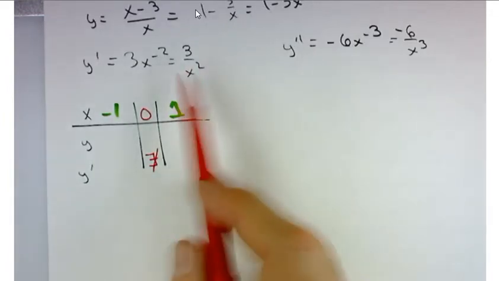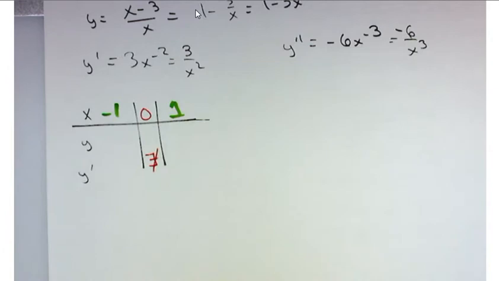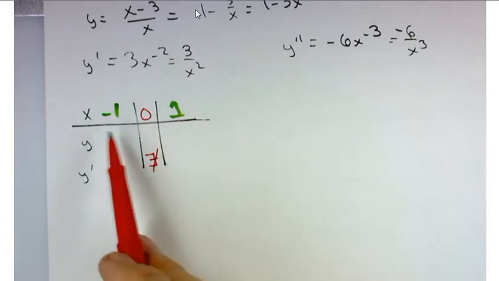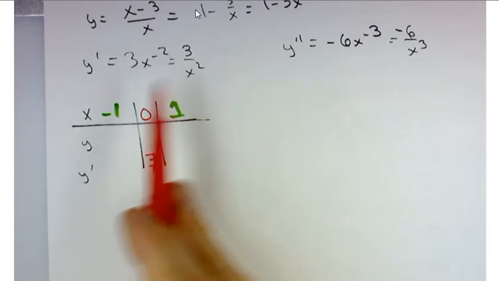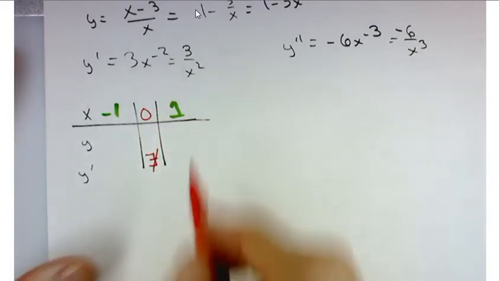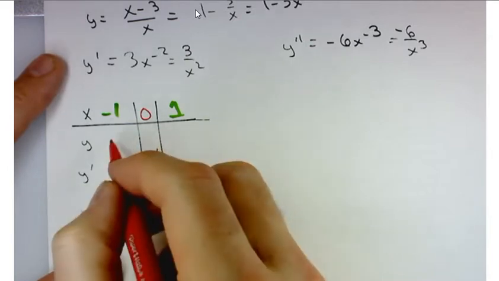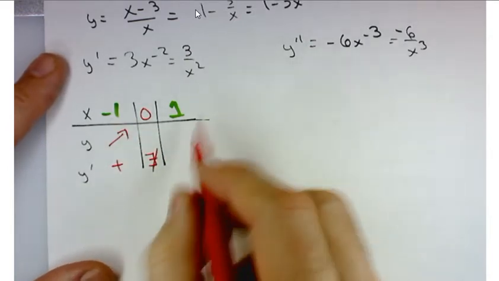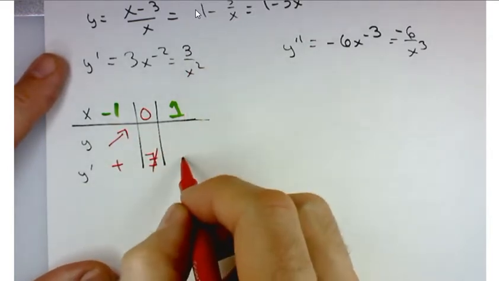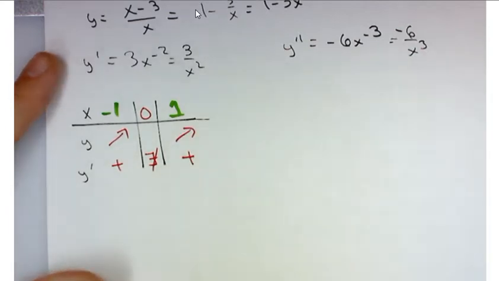If you plug them into your derivative, what's the sign of the derivative going to be at -1? It's going to be positive. Yeah, you're going to get 3. So that represents that it's increasing. And to the right here, it's still positive. So it's still increasing, right? It's increasing on both sides. We'll have to figure out what that means.